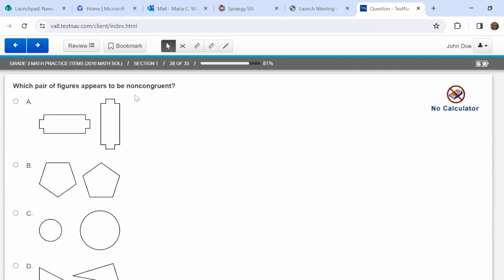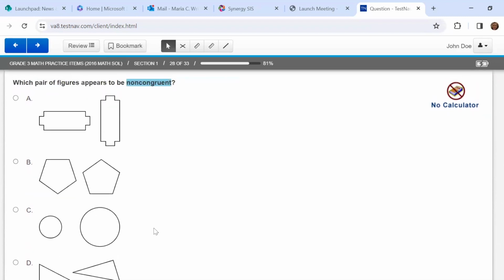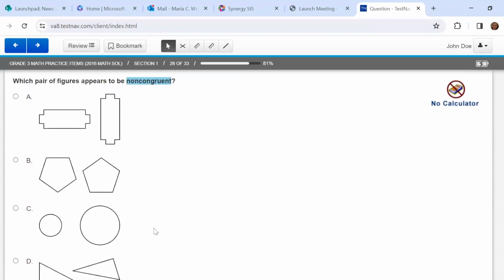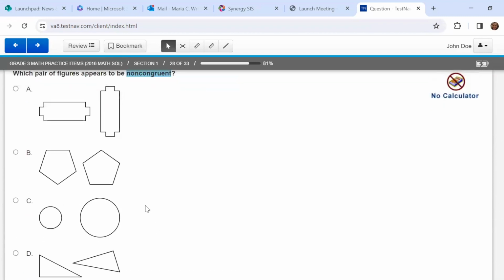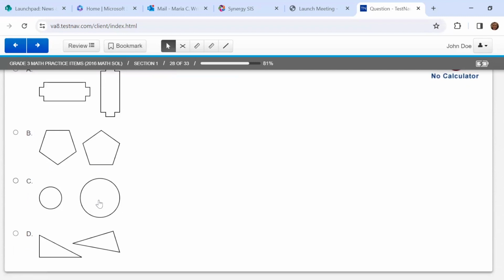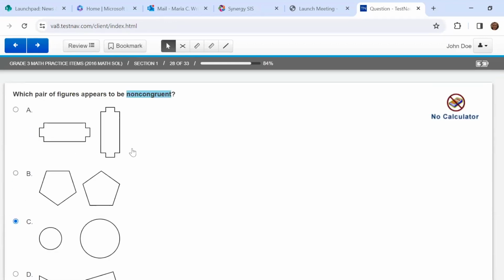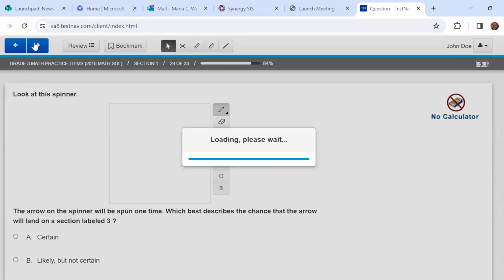Which pair of figures appears to be non-congruent? That means not congruent. If 2 figures are congruent, they are the same shape and the same size. These look like the same shape. It was just turned or rotated. These are both pentagons. Maybe it was put upside down. Ooh, these circles are definitely not the same size. They're both circles, but one is smaller and one is larger. So I think that is my pair of non-congruent figures.